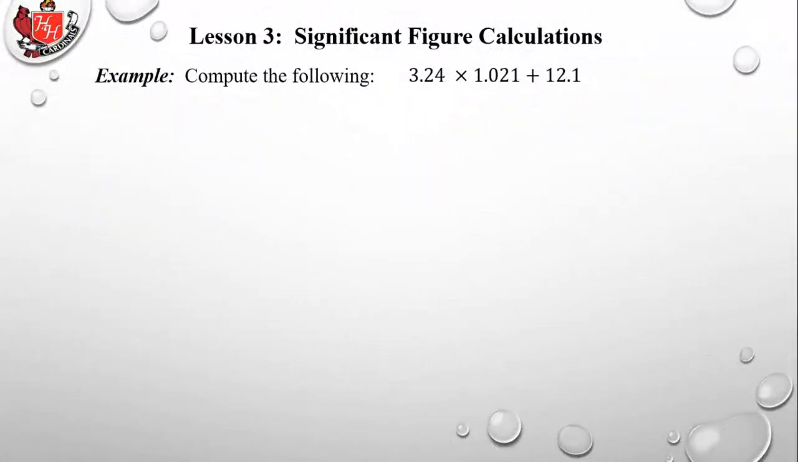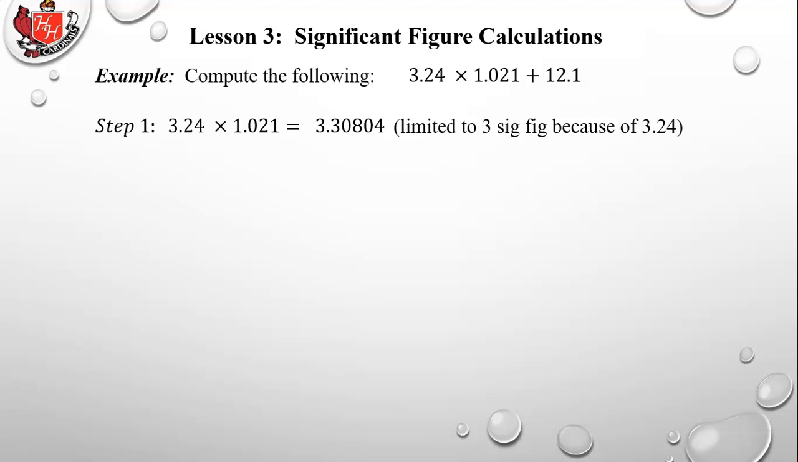So here we have 3.24 times 1.021 plus 12.1. So you're going to do the multiplication first. That's the order of operations. You're going to identify what the least number of significant figures is. Then you're going to take that, but you're not going to round it at that point. You're not going to cut it down to that. Then you're going to go ahead and add the 12.1, determine the number of significant figures there, and then you're going to do your rounding down. So let's see how that works.